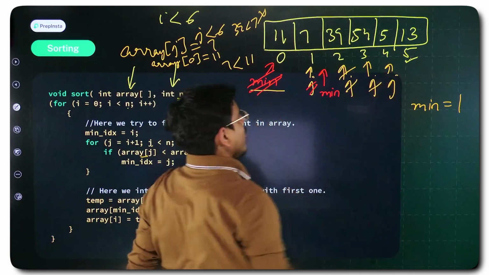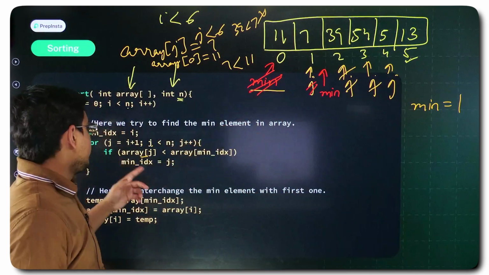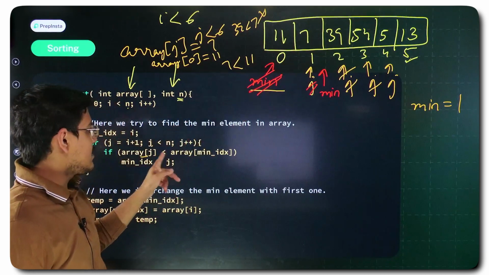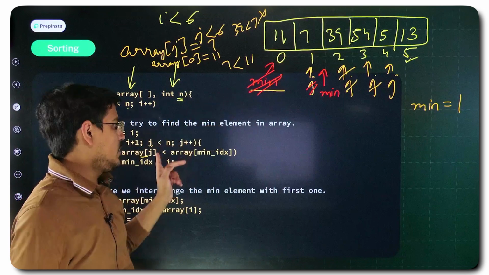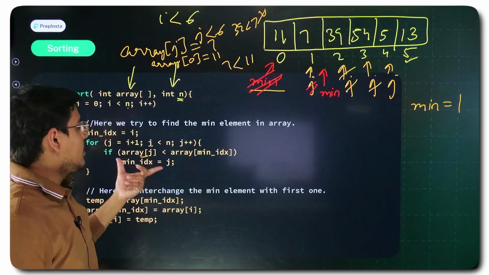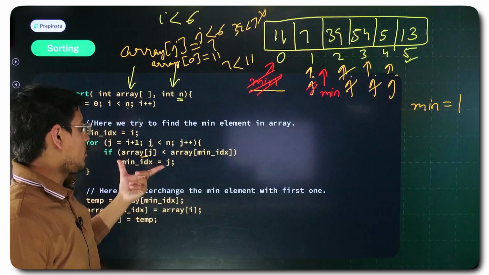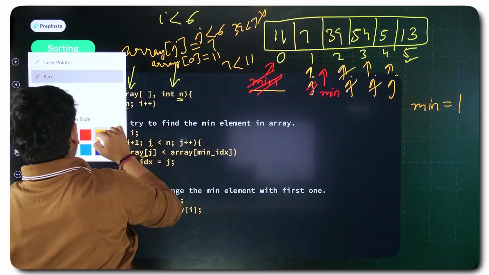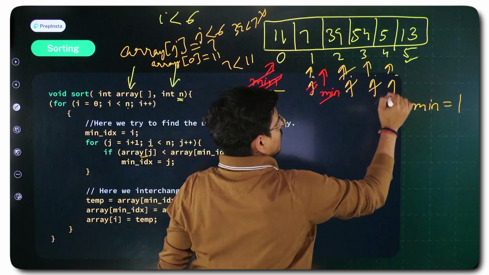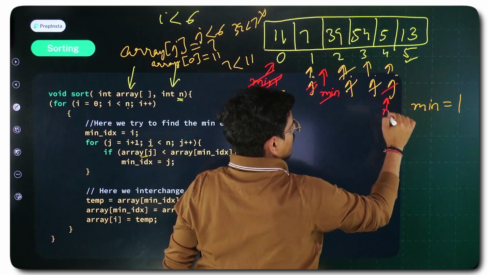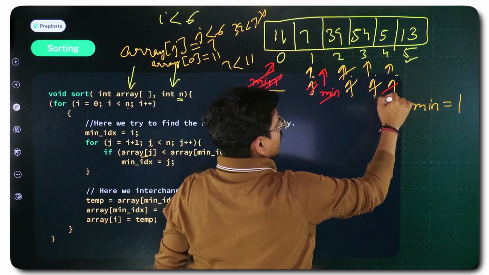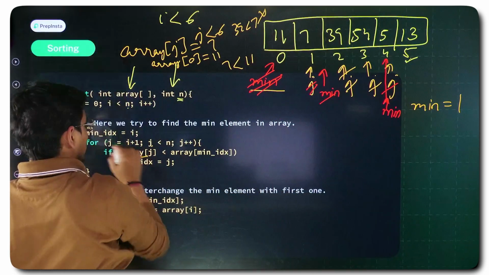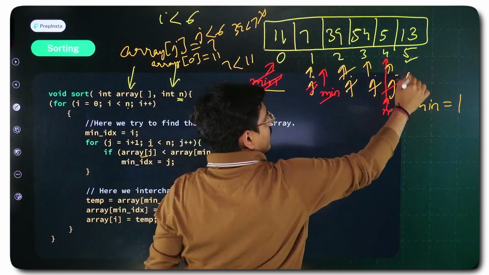Now if you see, when we check it again, array of j, which is 5, is less than array of minimum index, which is 7. 5 is less than 7, this is true. So again this particular block would execute, this if block, and now the new min would be pointing out at this position. J is not anymore here, min would be pointing out to this, right?